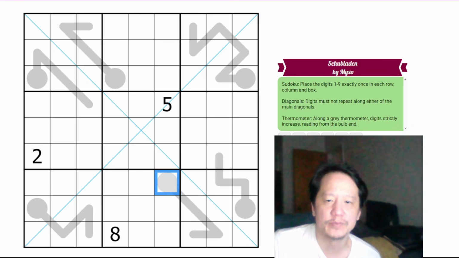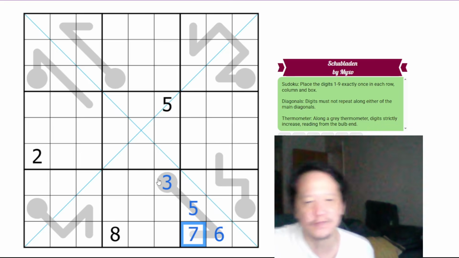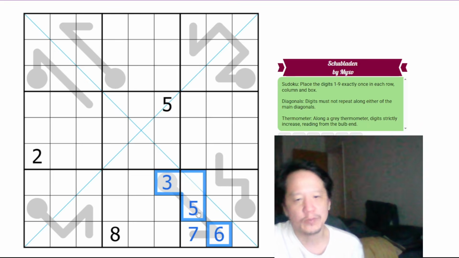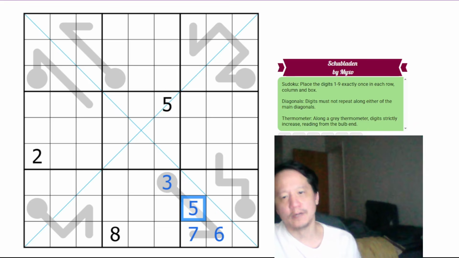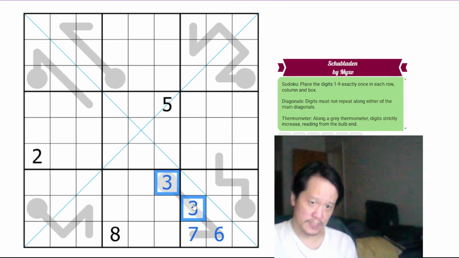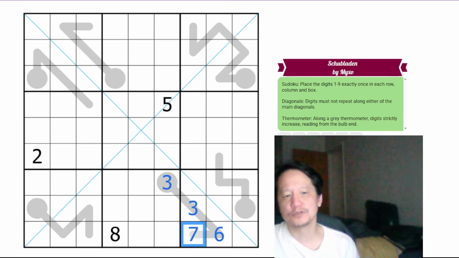So you could have something like, say, 3, 5, 6, and 7, and that would be valid as a thermometer because it's strictly increasing from the bulb to the end. What you could not have is something like 3, 3, 6, 7, because it's not increasing from this cell to this cell, and it must be increasing from the bulb to the tip. And those are all the rules.